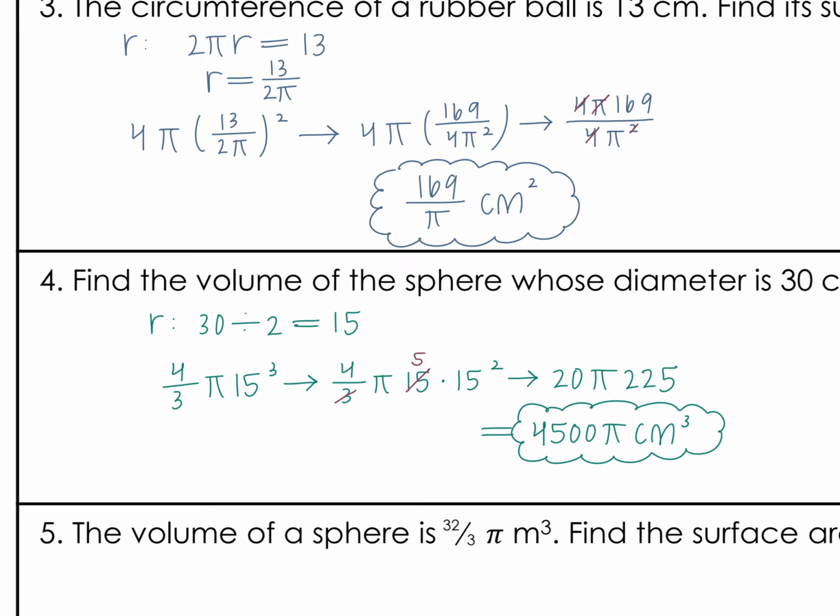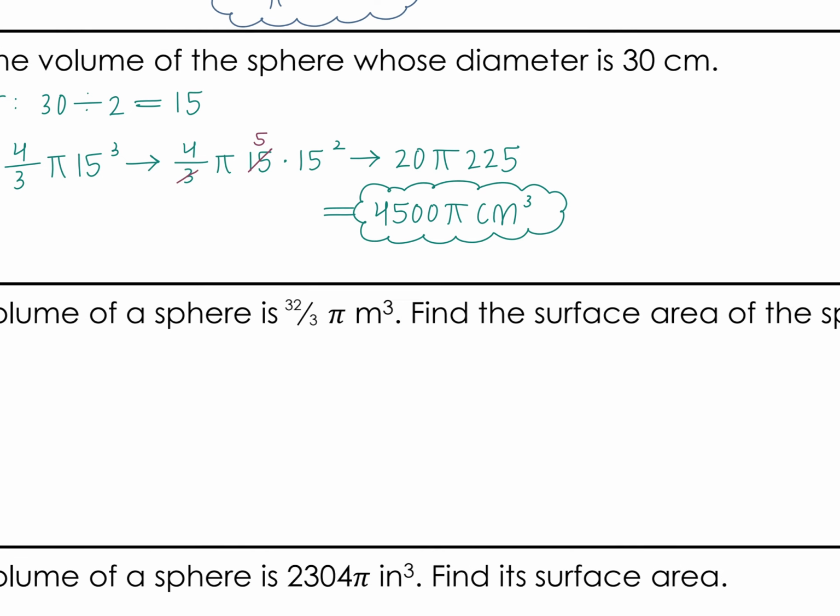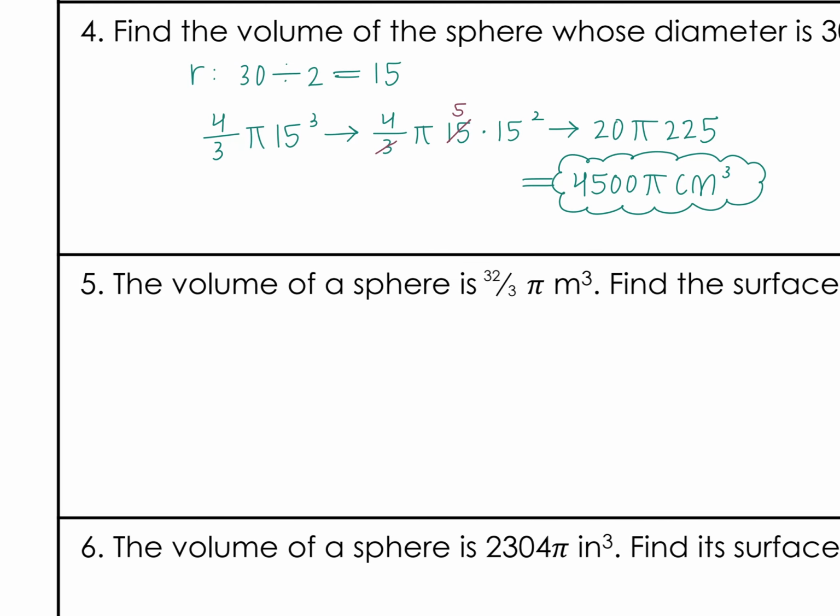Okay, now let's look at number 5. The volume of a sphere is 32/3 pi meters cubed. We're going to find the surface area of the sphere. So in order to find the surface area, I need to figure out what is the radius. So I'm going to take my volume. We have that 32/3 pi is going to be equal to, and I'm going to set it equal to my volume formula, which is that 4/3 pi radius cubed.